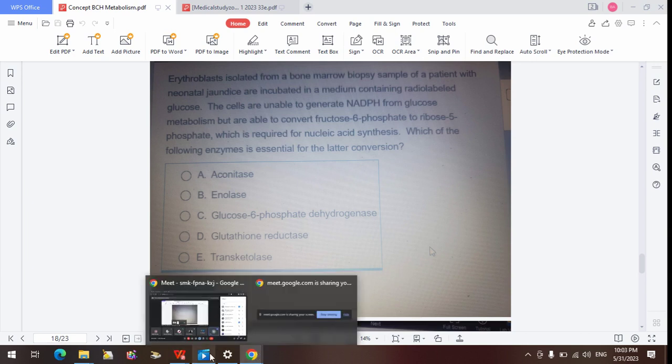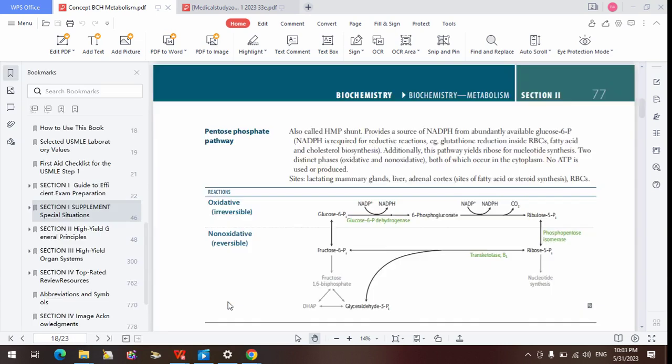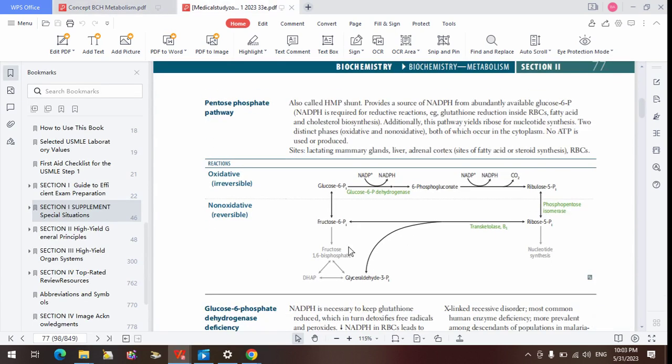So let us go to the... so this is Dr. Adu, you can see the conversion. Fructose 6-phosphate, sorry, and ribose 5-phosphate. Okay, you can see. Sorry, I get it. Yeah, thank you.